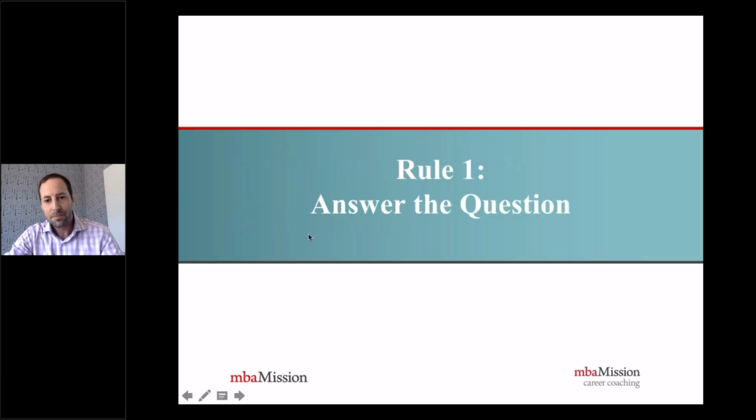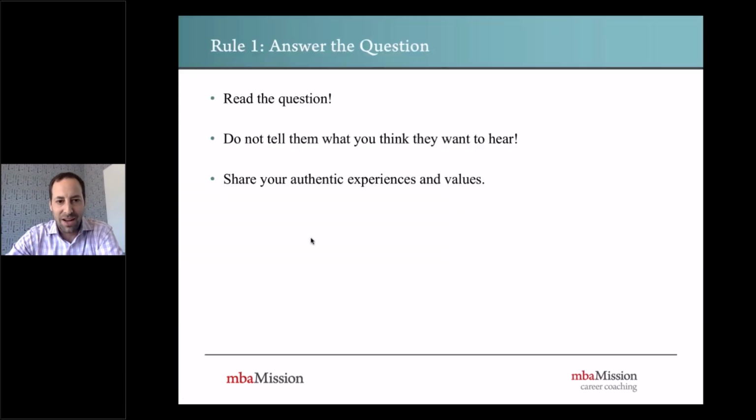Let's go. Rule 1, answer the question. A lot of people will forget to read the question, or they'll read it and start writing and deviate from the question, and they are not necessarily answering the question. Don't start writing about your greatest attributes and forget the context and forget the audience. Kind of obvious, but oft forgotten actually.